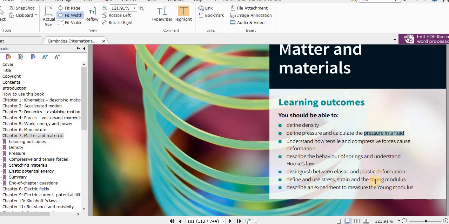Define and use stress, strain and the Young's modulus. Stress, we will learn about it in this chapter. Stress and pressure have a similar equation. Pressure is force over area, stress is also F over A. But here the force is a compressive force or a tensile force divided by the cross-sectional area of the object. We will learn that. Then strain is extension over original length. We will learn that also. Young modulus is stress over strain. So we will see the details. Describe an experiment to measure the Young's modulus.